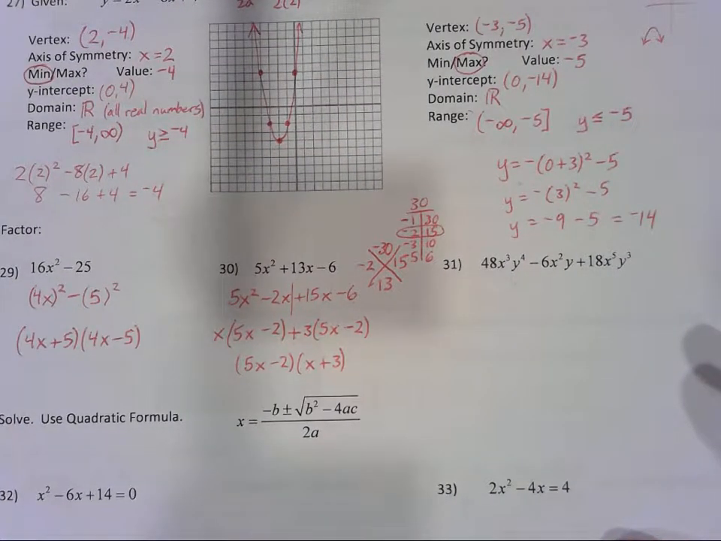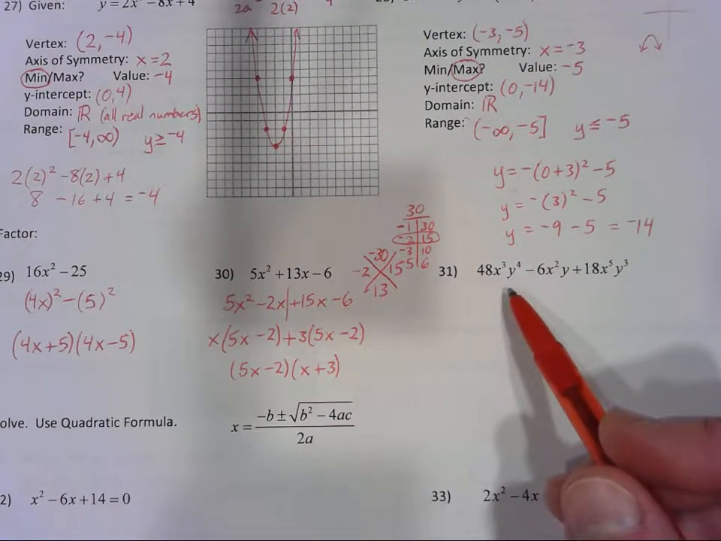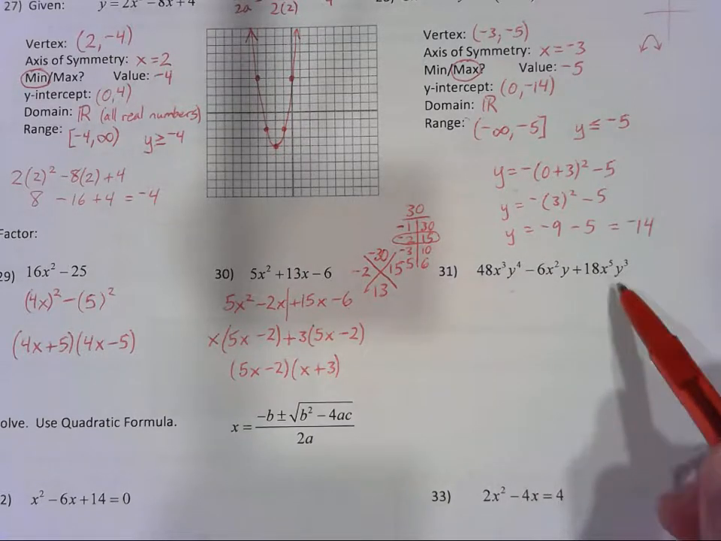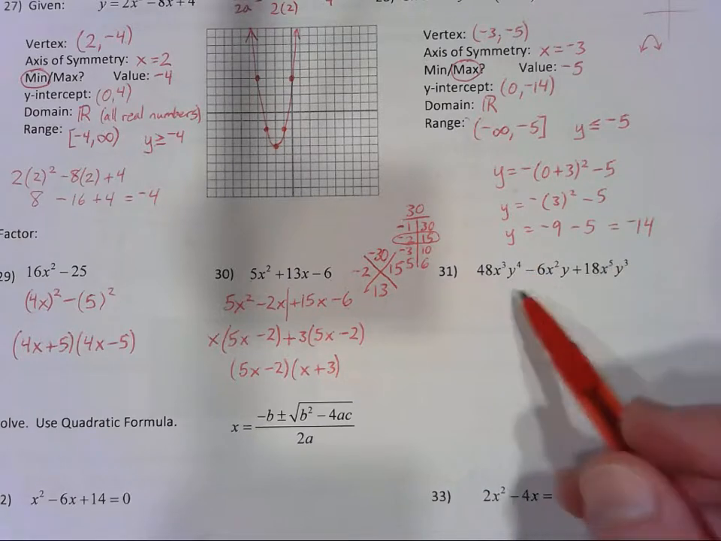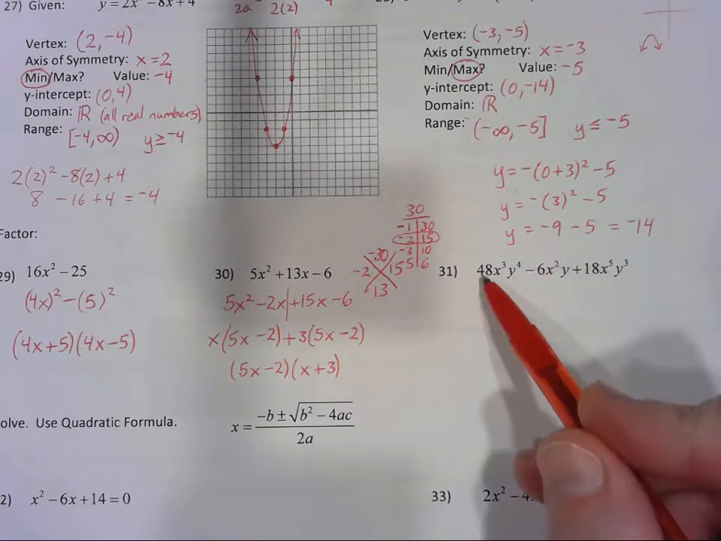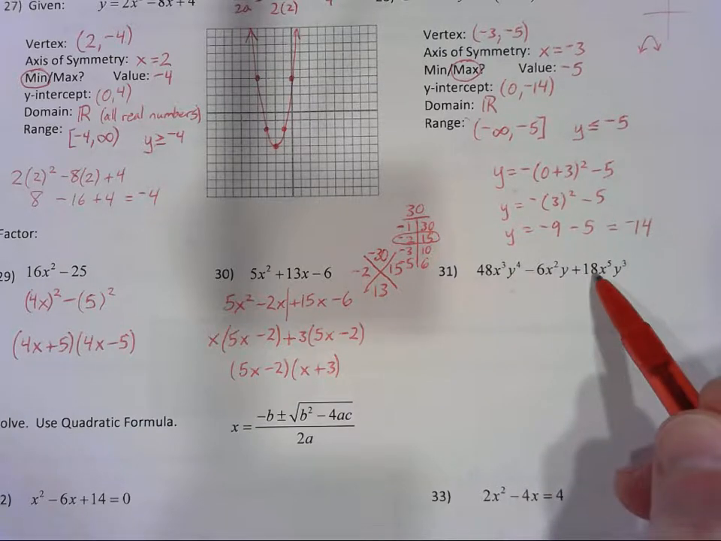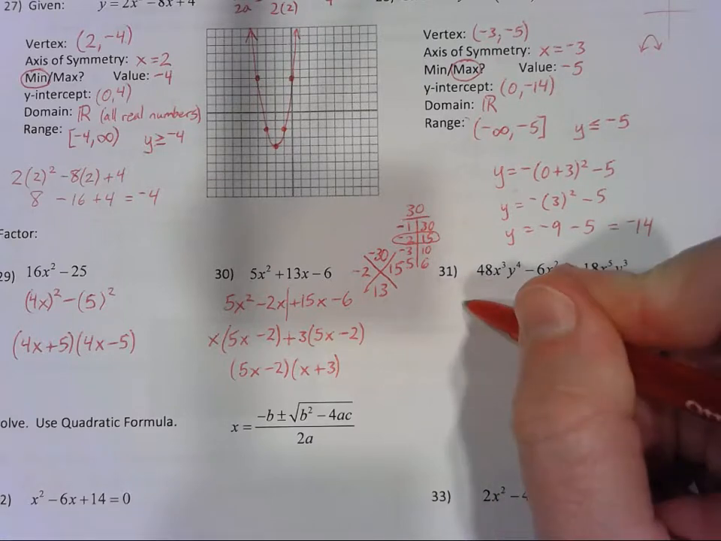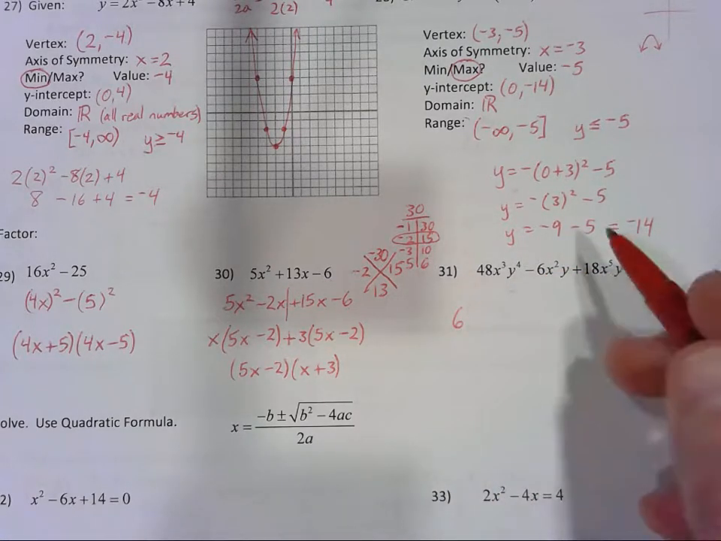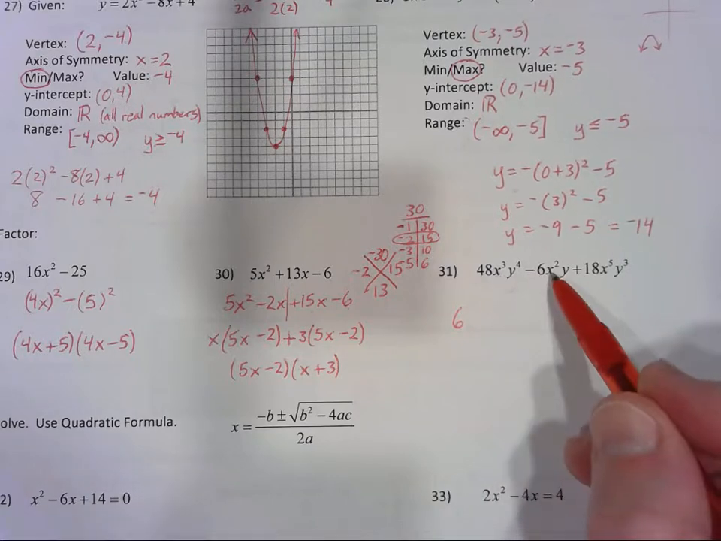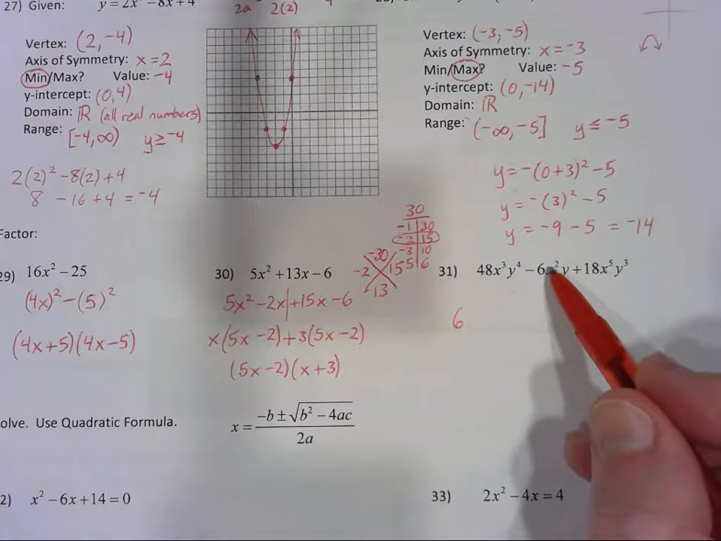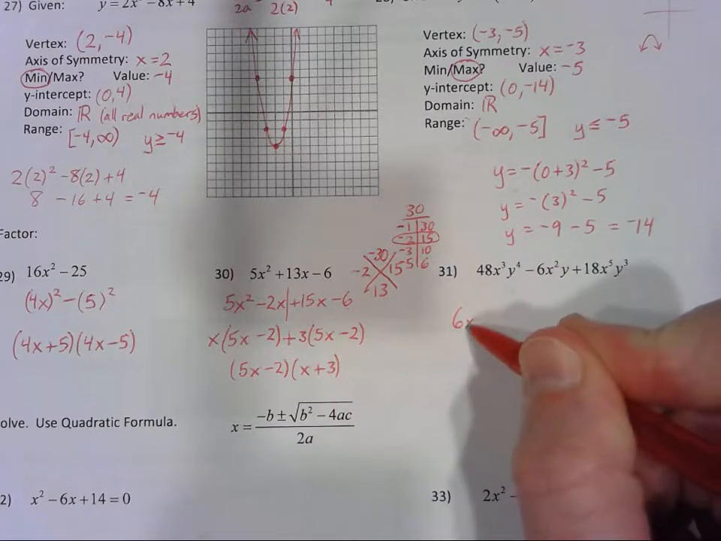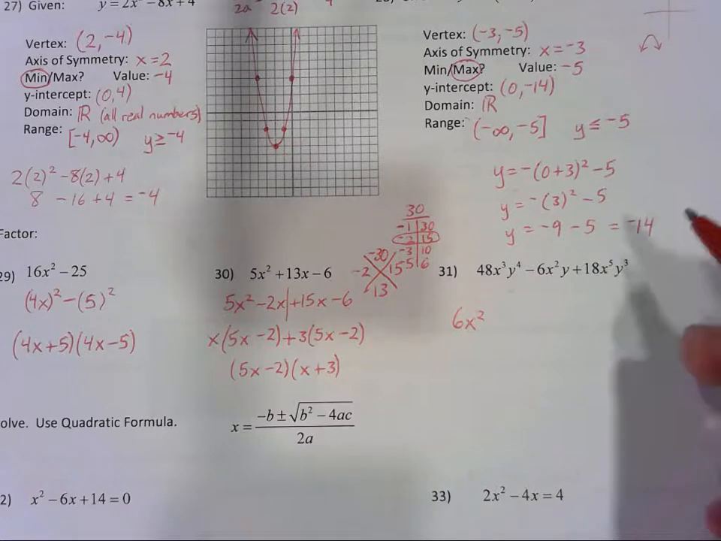Number 31. As I look at the terms, first thing is look for a greatest common factor. And when I see all these exponents, probably greatest common factor is the only thing I'm looking for. 48, 6, and 18. I notice that 6 goes into all three of those numbers. So I'm going to factor out a 6. Then I look at the variables, x to the third, x squared, and x to the fifth. The smallest exponent is what we want to factor out. So the x squared is the most number of x's they all have.